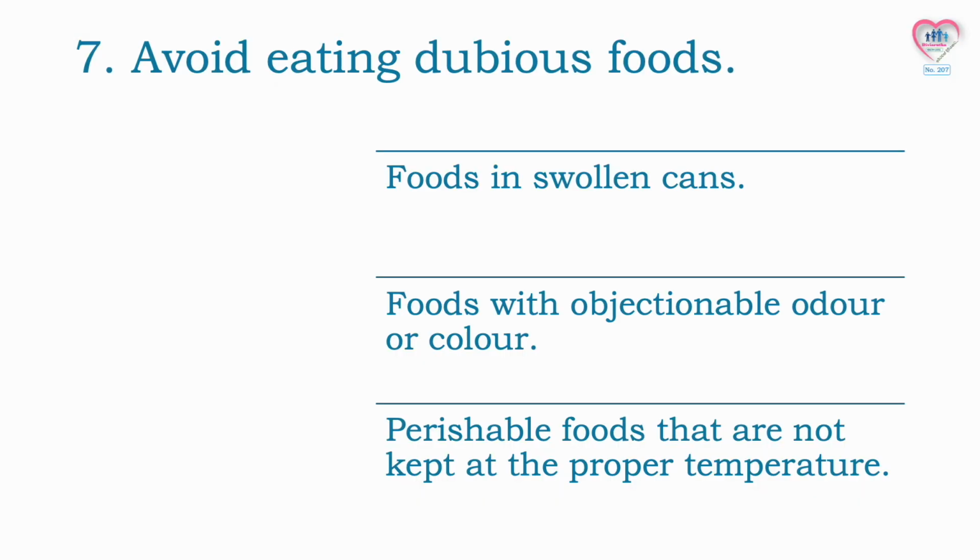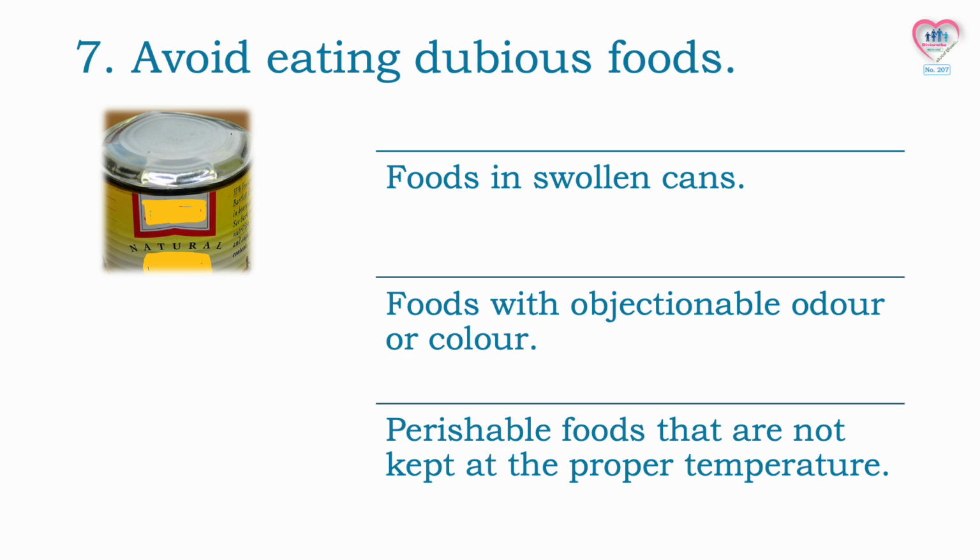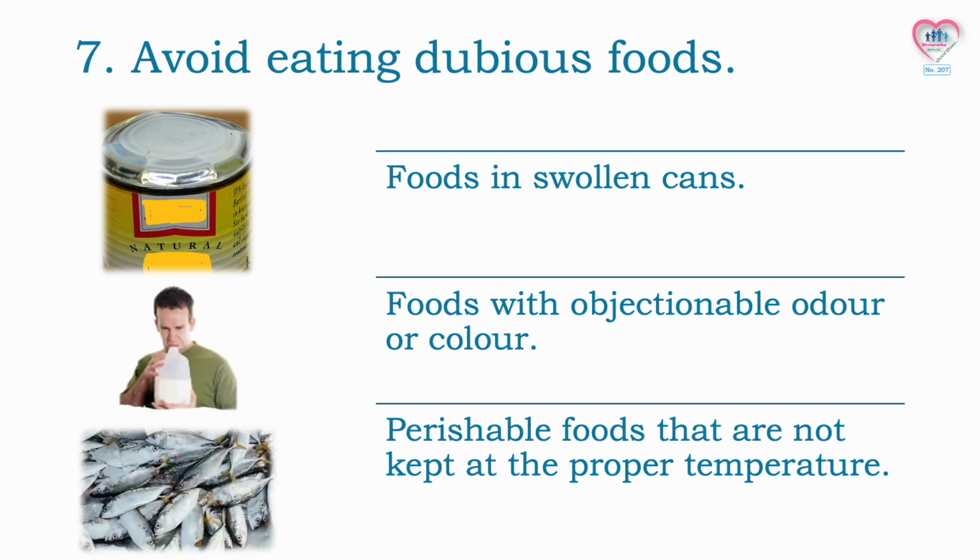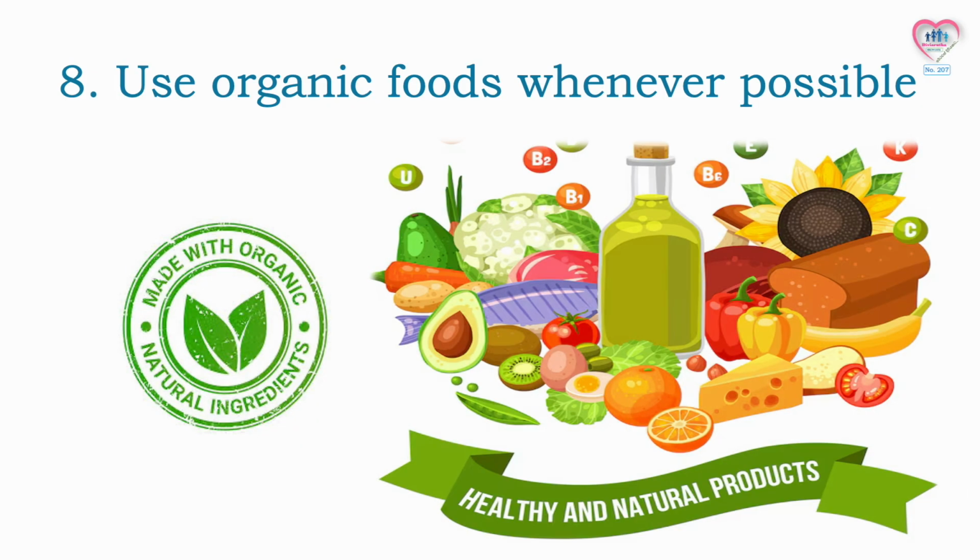Avoid eating dubious foods. That is, foods in swollen cans, foods with objectionable odor or color, or perishable foods that are not kept at the proper temperature. Consuming organic food wherever possible will reduce the risk of exposure to harmful substances.